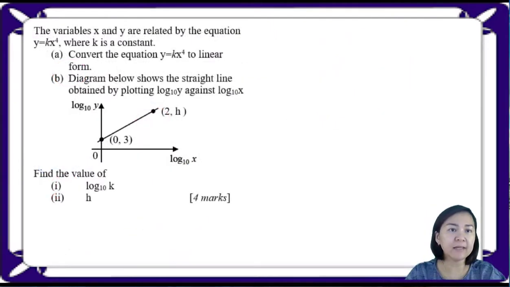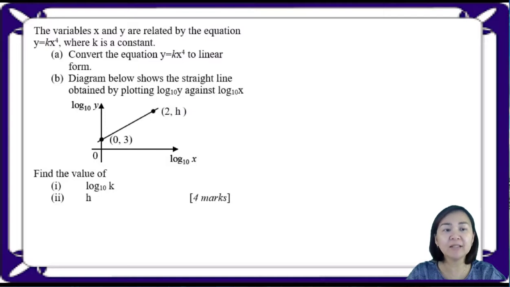There is another example. The variables x and y are related by the equation y equal to kx to the power of 4, where k is a constant. A: Convert the equation y equal to kx to the power of 4 to linear form. B: The diagram below shows the straight line obtained by plotting log y against log x. Find the value of log k and find the value of h.